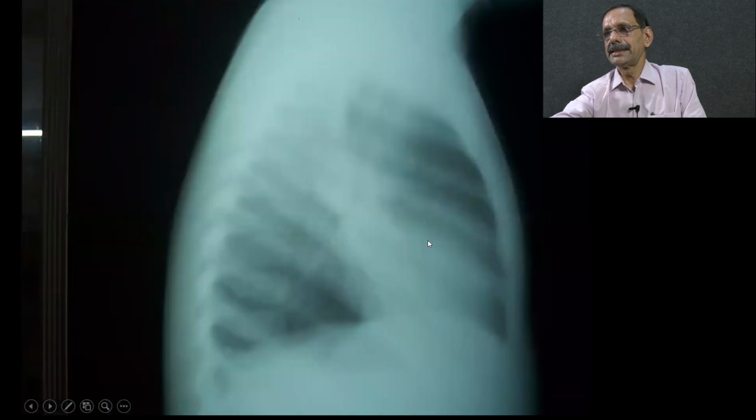Now we'll have a look at the lateral. See, the shadow in shadow, this is the consolidated area.